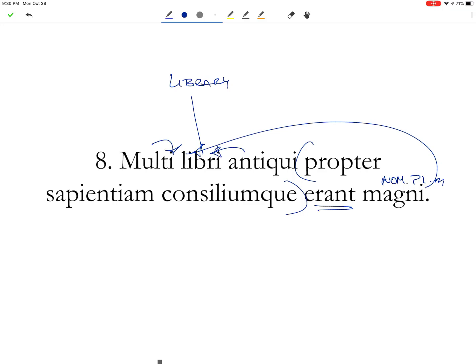Antiqui modifies libri. So my point is, as before, number 1, read it all the way through in Latin. Number 2, notice that propter, to put them in groups. And number 3, don't go crazy on changing the word order. Many books, sometimes the adjective is in a weird place. Many ancient books, because of wisdom and advice, were great.